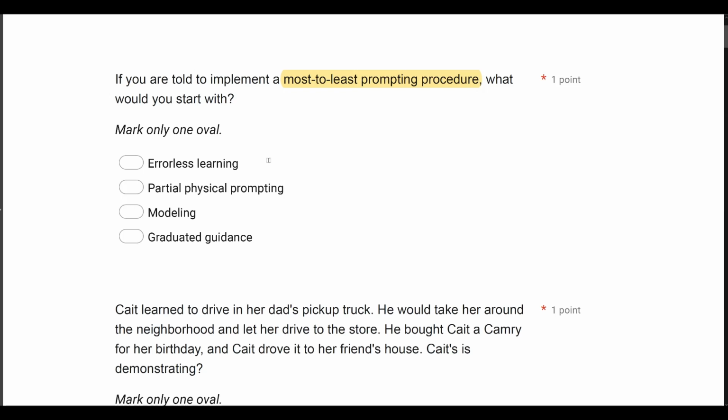Partial physical prompting is not stronger than physical prompting. Modeling is lesser than even partial physical prompting. And graduated guidance is a type of physical prompting, but only as necessary. If we're going to implement a most to least prompting procedure, and we're starting from the very beginning, what are we starting with? Well, you would start with errorless learning, because this is going to use as much prompting as necessary, most likely physical, to prevent errors from occurring.